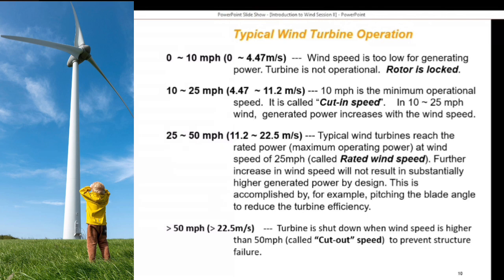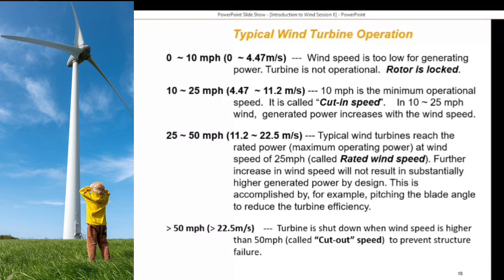And when it is varying between 4.5 to 11.5, if I can say, it is the minimum operational speed, which is called the cut-in speed, where generated power increases with the speed. It means that we can at least produce between 4.5 and 11.5.